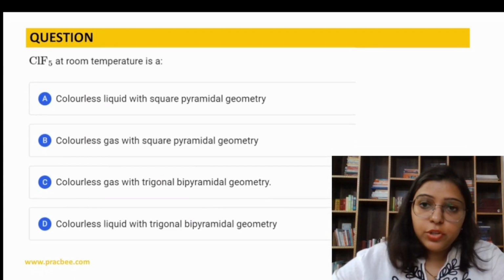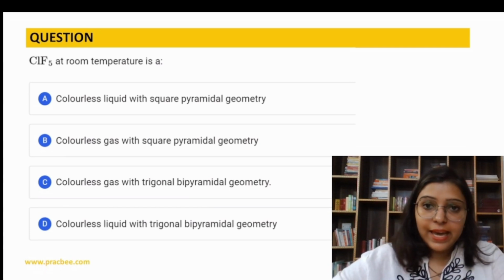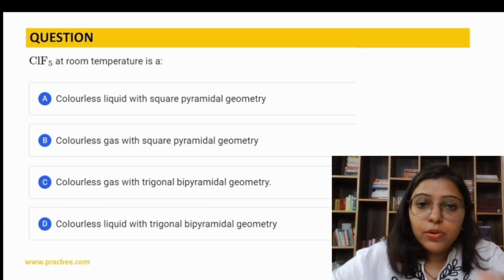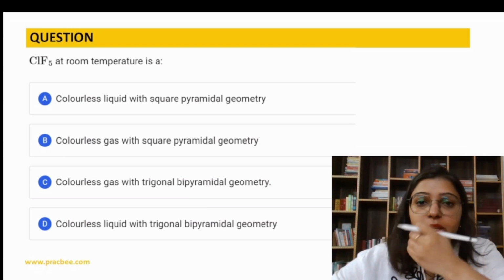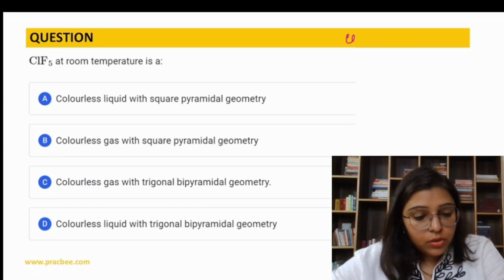ClF5 at room temperature is a colorless liquid with square pyramidal geometry, a colorless gas with square pyramidal geometry, a colorless gas with trigonal bipyramidal geometry, or a colorless liquid with trigonal bipyramidal geometry. It means what we need to find out is the geometry of ClF5, right? So let's find out the geometry of ClF5.